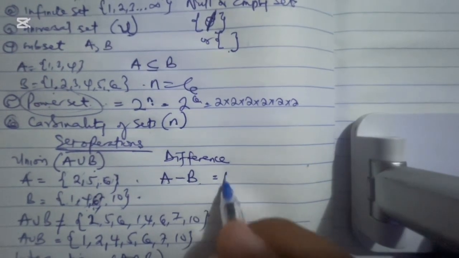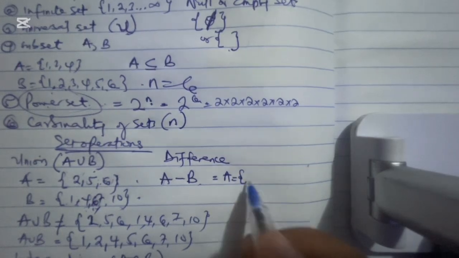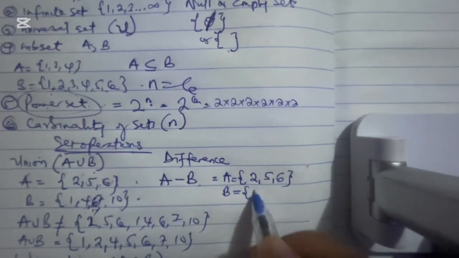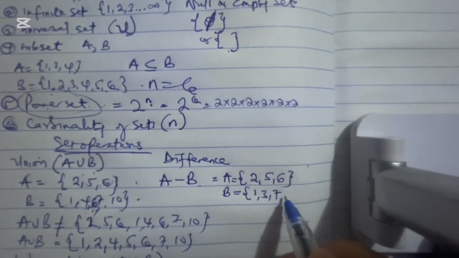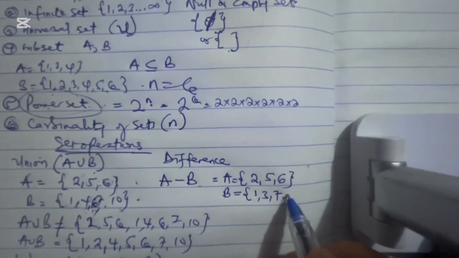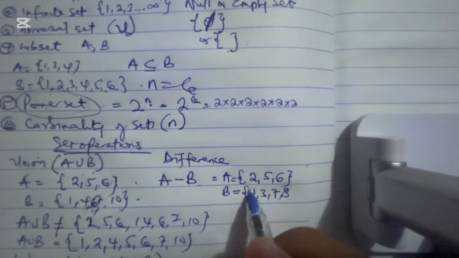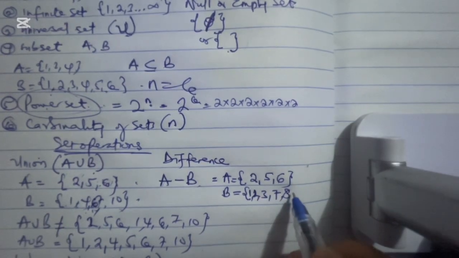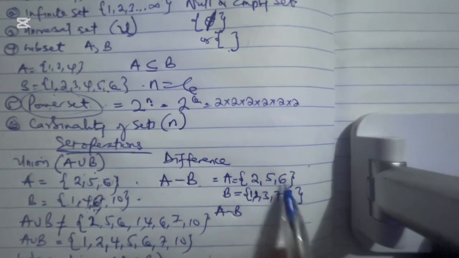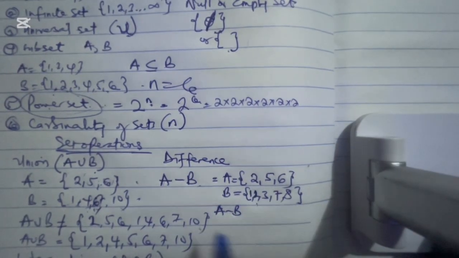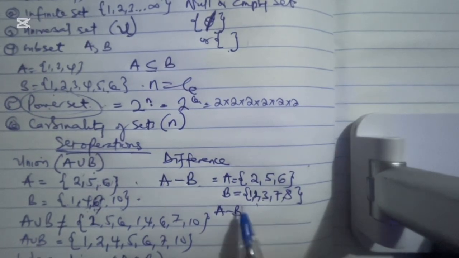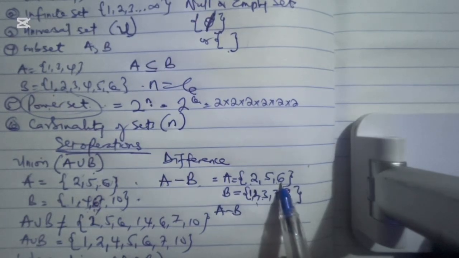If set A, for instance, is equal to 2 5 and 6, and set B is equal to 1, 2, 3, 7, and 8. Now A minus B will be the elements that are in set A but are not in B. So if you look at set A, what are the elements in set A? 2, 5, 6.